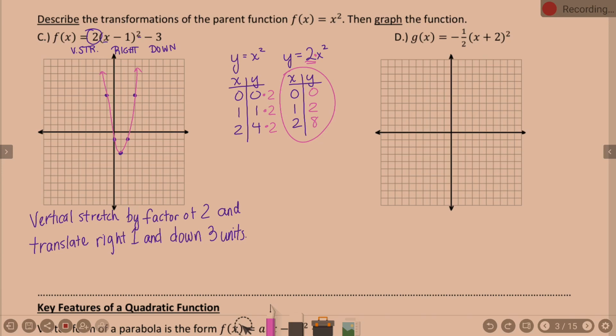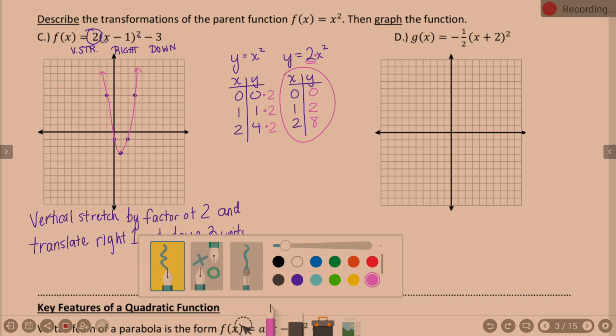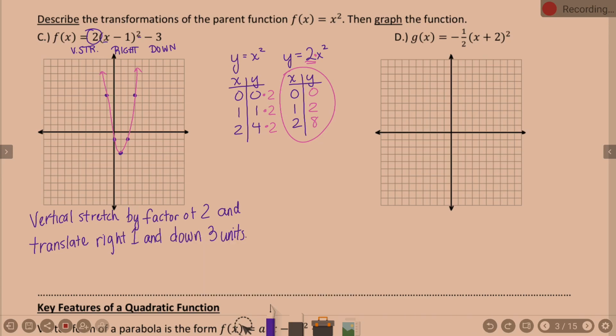Okay, guys. Next graph. G of x equals negative 1/2 quantity x plus 2 squared. Okay, notice we are talking about a parabola because there's the x and the squared, yes? That's how I know it's a parabola. What are the pieces we're going to have to take care of here?